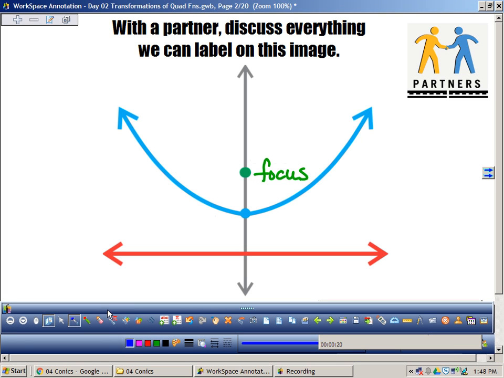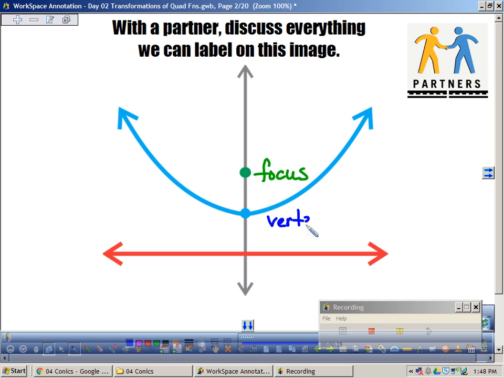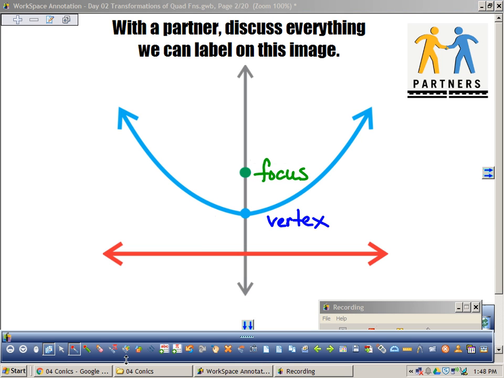Where would you locate the vertex? The blue dot. Really technical knowledge right there, right? The blue dot. That's what we're going to call it. The blue point. Okay, Allison? The red line is the directrix. Good job.